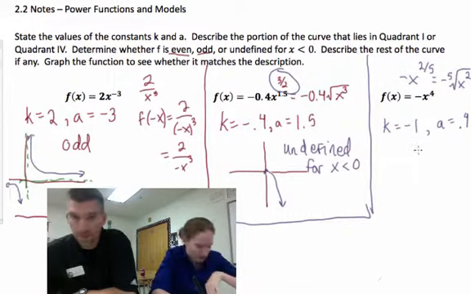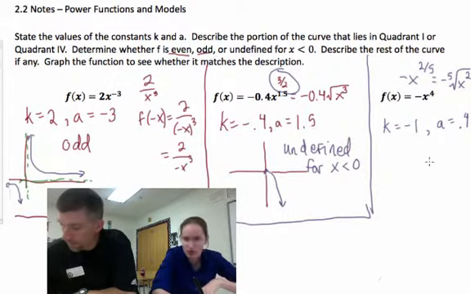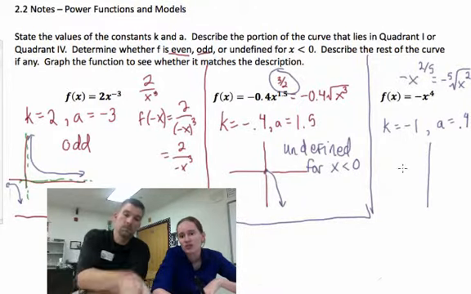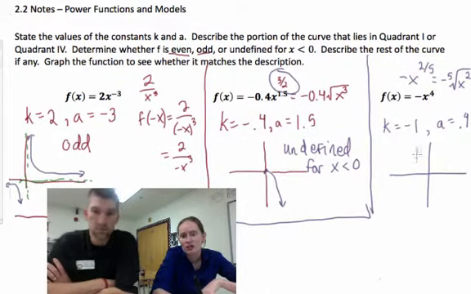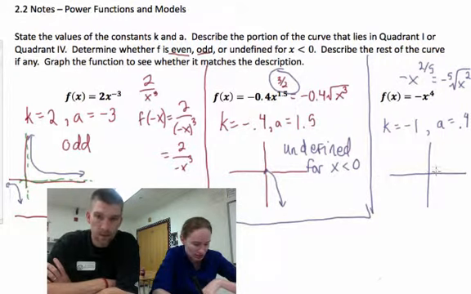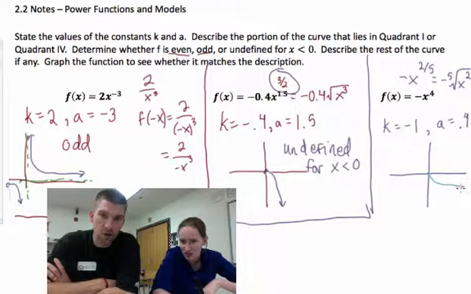So k is negative, which means it lies in the 4th quadrant, and a is positive, so it passes through 0, 0. So we draw our x and our y, and it's going to pass through 0, 0. It's in quadrant 4. I said it was going to look like a square root.